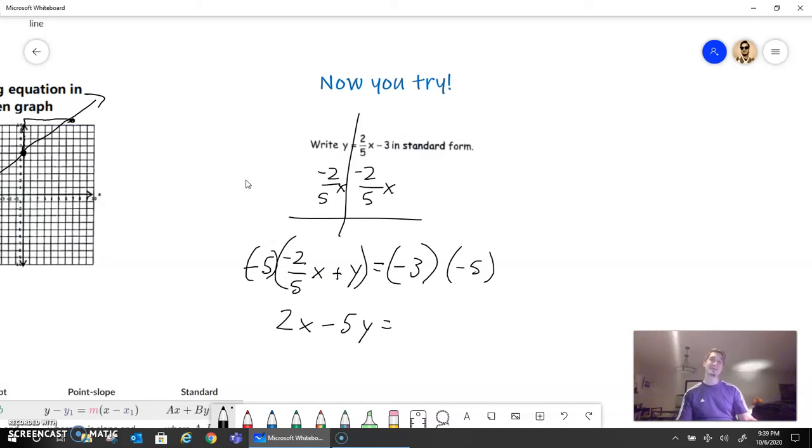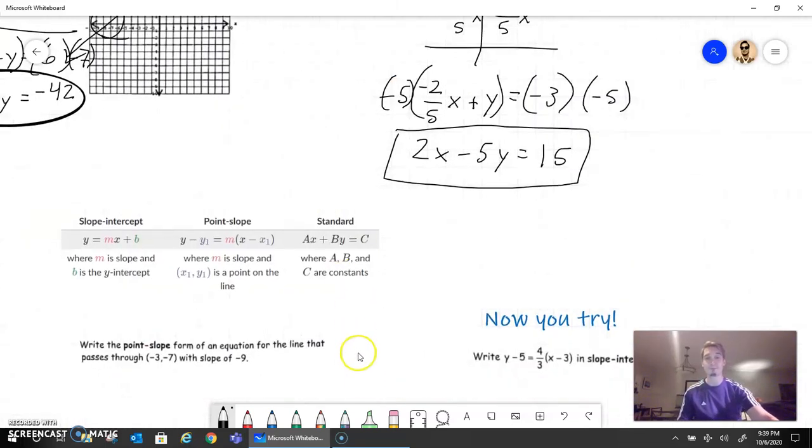And what is negative 3 times negative 5? That's positive 15. And I have converted this to standard form, following my rules.